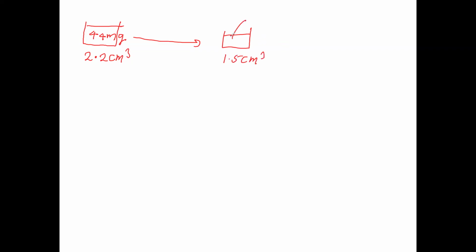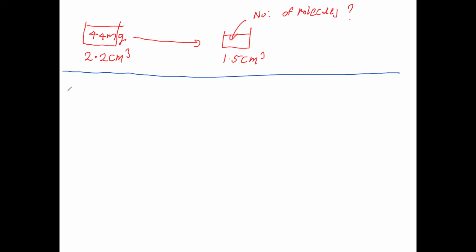And they want to know the number of molecules here. Right. Now let's see how we're going to do it. So first of all, to find the number of molecules, we need to find the number of moles. So first we'll find the mass before the number of moles.